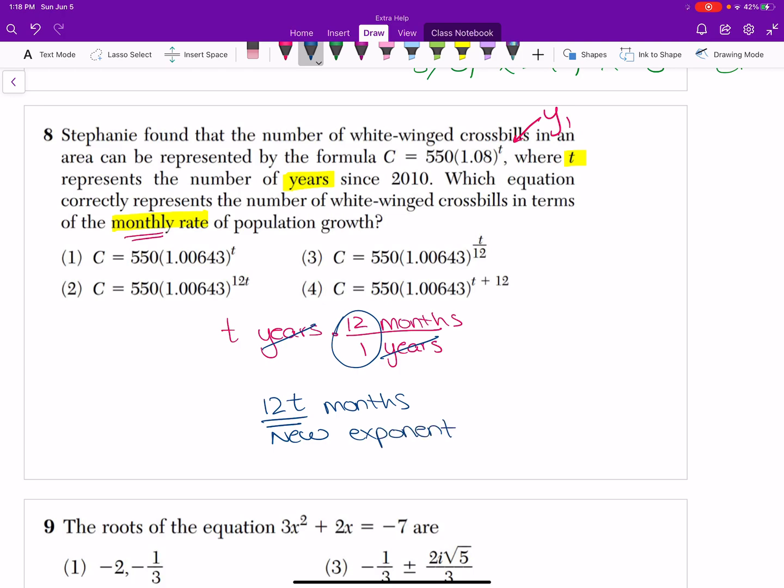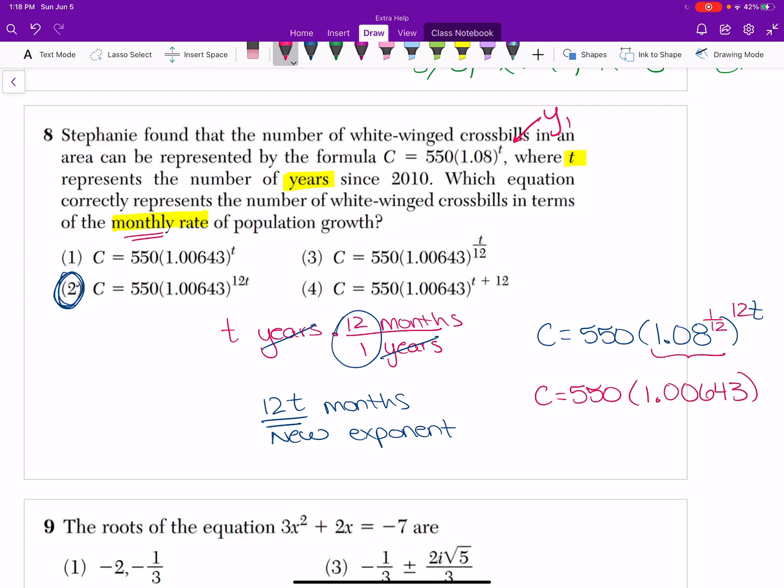There's only one answer choice here that shows a 12t as your exponent, so it is automatically answer choice 2. But the way they got the number for the inside, if they are introducing this 12 on the outside that was not originally there, you should be putting a 1 over 12 on the inside. And when you type 1.08 to the 1/12th power into your calculator, that is where that 1.00643 number comes from.